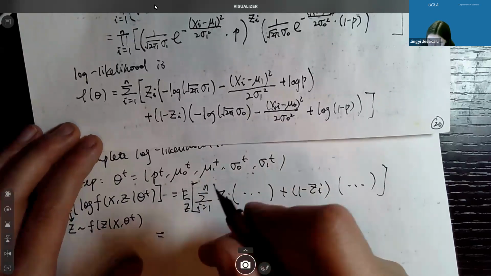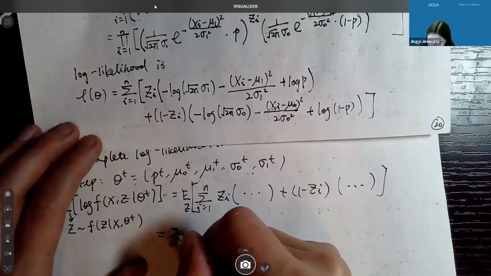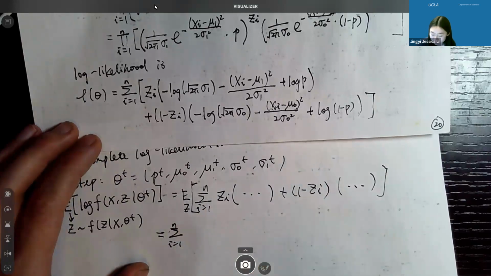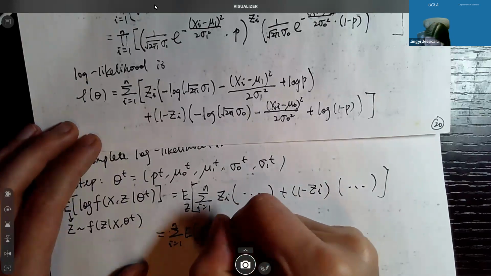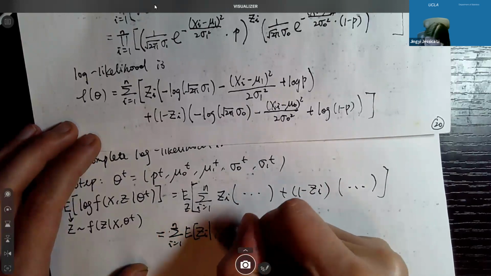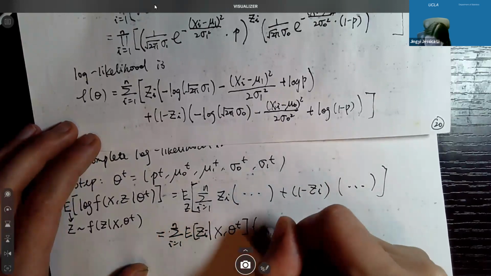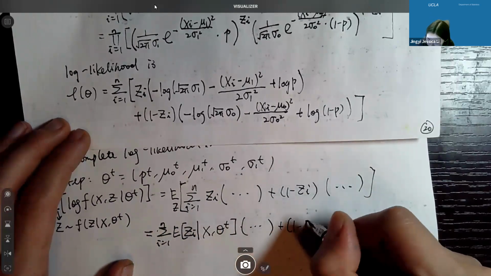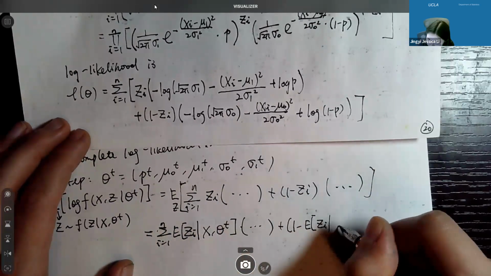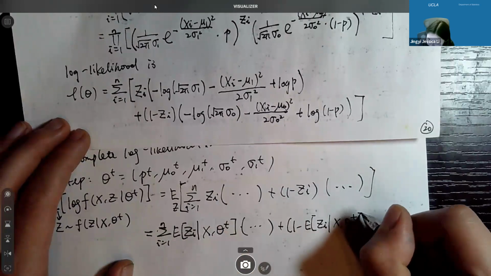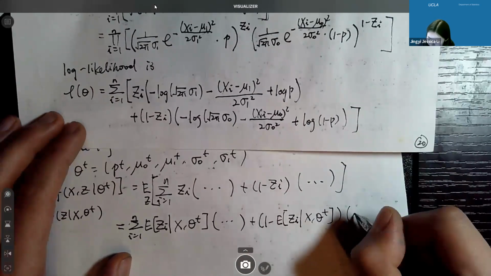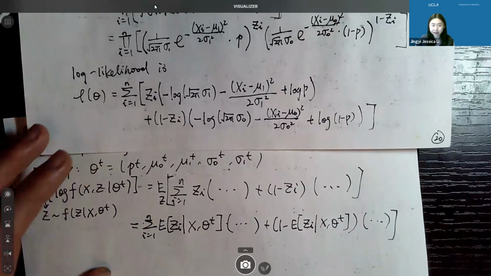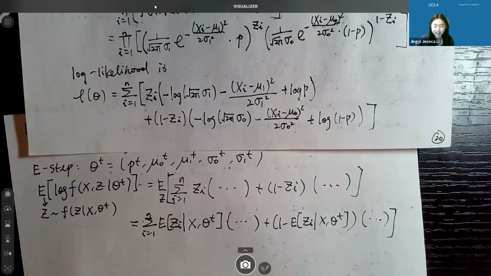It would just enter the summation. So what I would have is the sum i from 1 to n. And then the z_i will have expectation around it. Expectation of z_i given x and theta t times this dot dot dot term plus 1 minus expectation of z_i given x and theta t, okay? And times the other term I ignored. That's it.